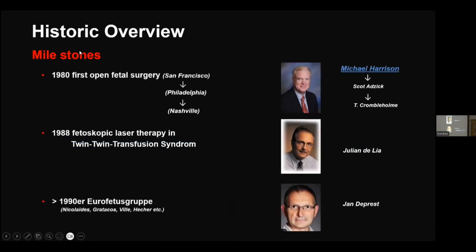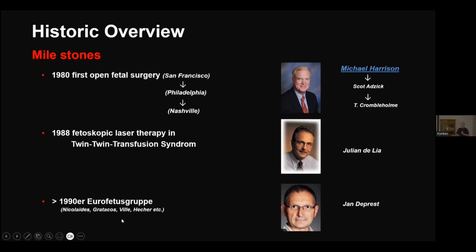Then the next step was, okay, diagnosis was one thing, but can we treat? In San Francisco, Philadelphia, and Nashville, there were the first centers that started with very big fetal surgery by laparotomy. Today, it's more in the direction of laparoscopic therapies. And a very good one was introduced by Julian De Lia, the fetoscopic laser therapy in twin transfusion syndrome.